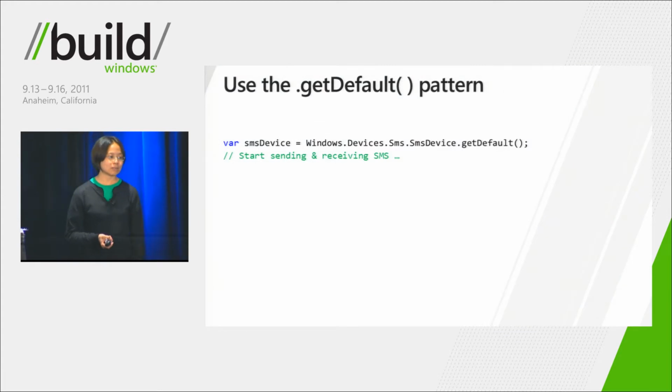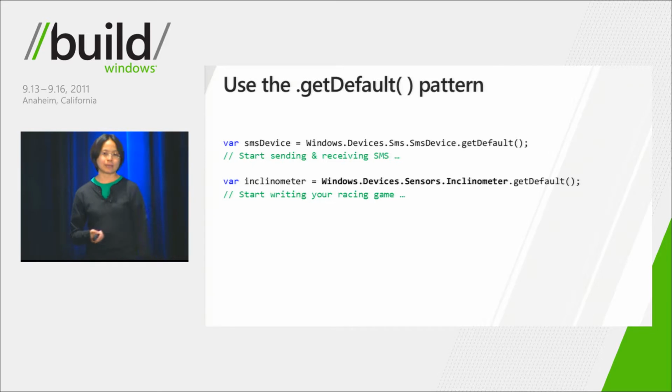So in our demo, when we wanted to send an SMS to our lost PC, we just got the default SMS device. And this just gives us an object. We can start saying send message async. And I'll show you that code later. Similarly, if I want to build a racing game, I just get the default sensor, the default inclinometer, so I can start playing around with that in my app. I don't have to worry about how it is connected, USB or not. I just get the object, and I start using it.